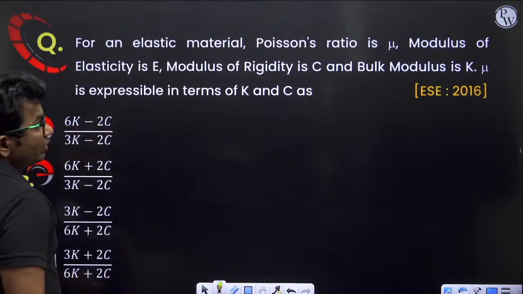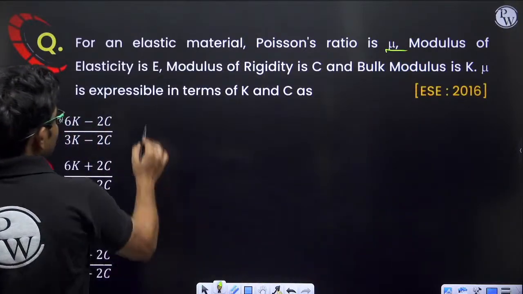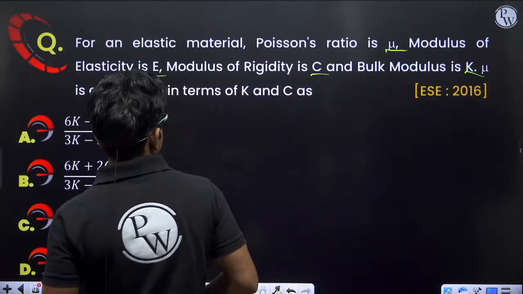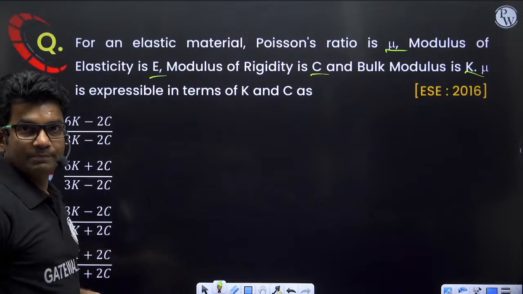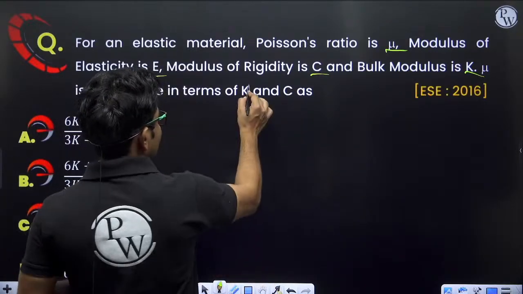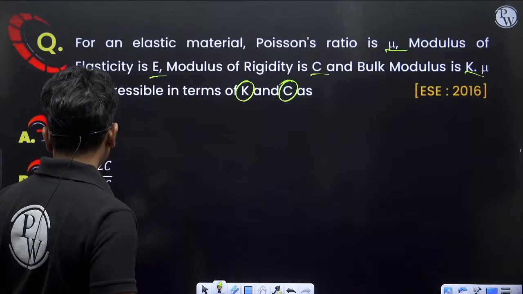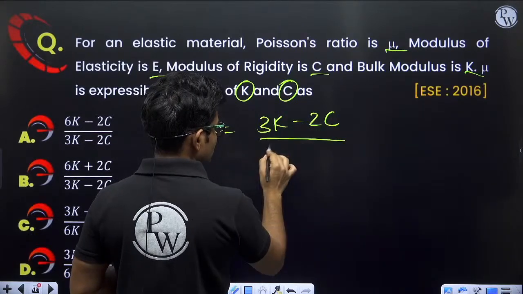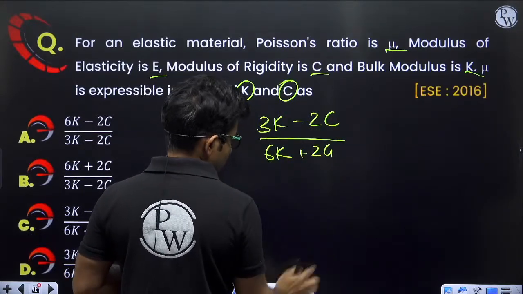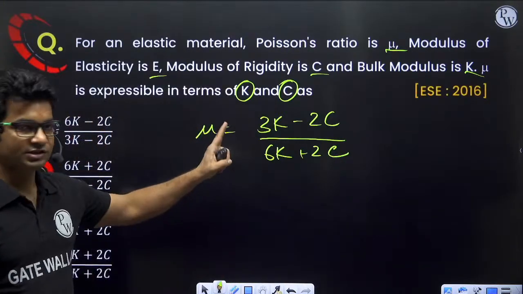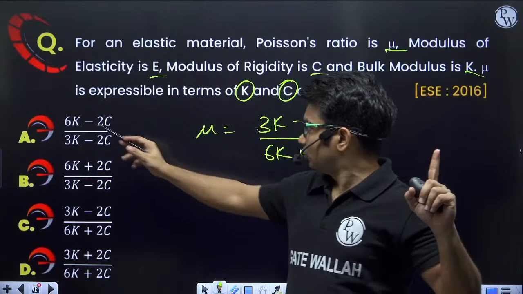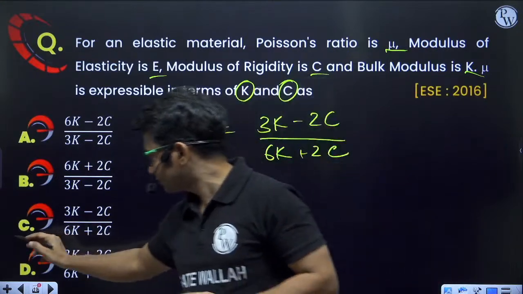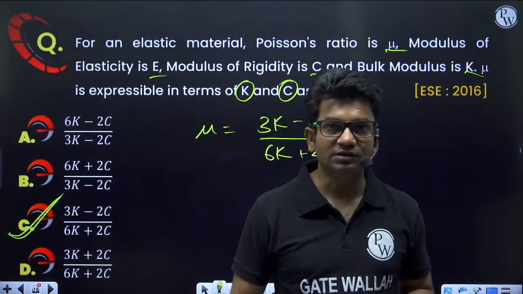For an elastic material, Poisson's ratio is mu, modulus of elasticity is E, modulus of rigidity is C, bulk modulus is K. Mu is expressible in terms of K and C as. Okay. So K is bulk modulus, C is shear modulus. So mu is 3K minus 2C upon 6K plus 2C. Okay, so this is the relationship. Let us see which relationship: 6K minus 2C wrong, 6K plus 2C wrong, 3K minus 2C upon 6K plus 2C. The correct answer is option C. Option C will be the correct answer, right?